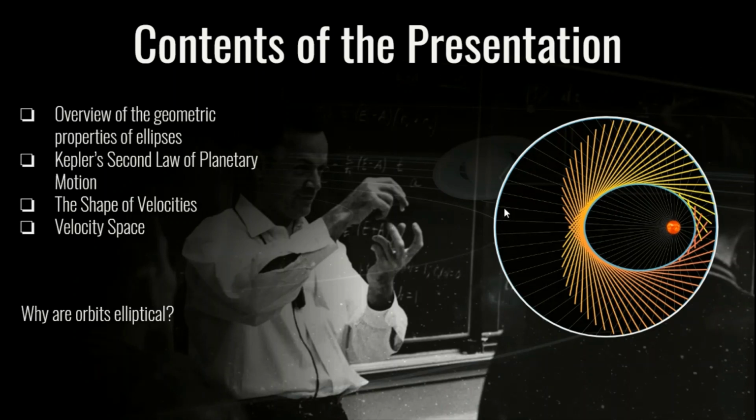Now, my presentation is divided into four main categories. The first one covers the basic geometry of ellipses, and then I will introduce one of the most famous known laws, Kepler's second law of planetary motion. When these two concepts are correlated, there's an interesting fact about the velocity of planets, in which we can see in velocity space. Mind-boggling, right? Well, just see how simple it really is.